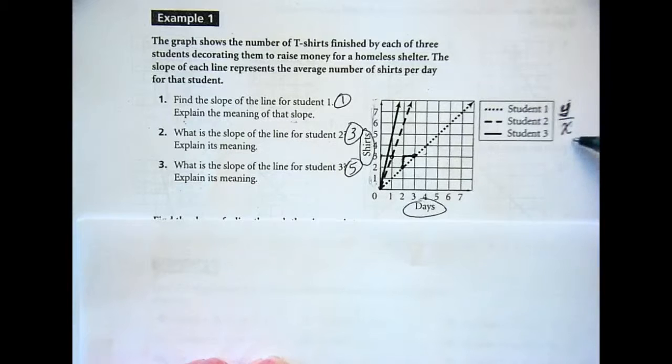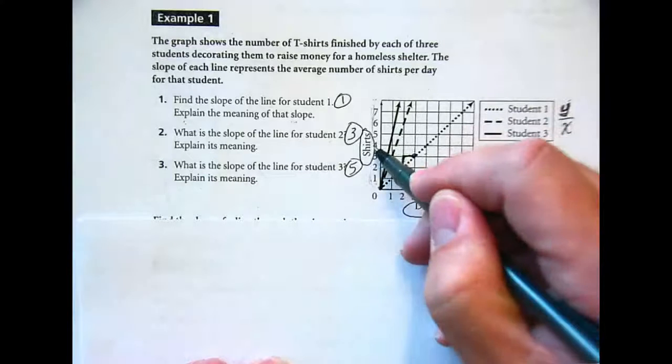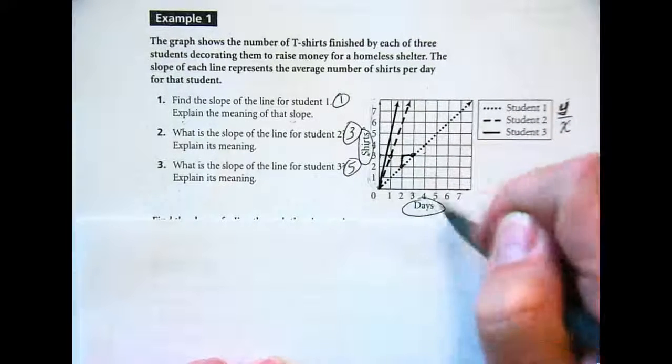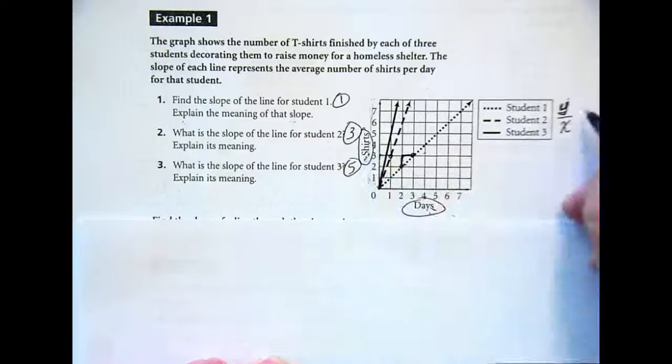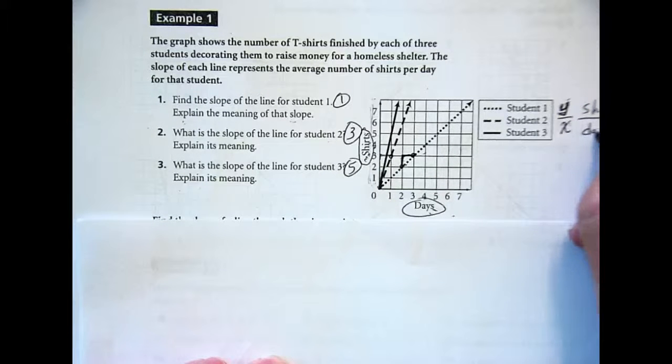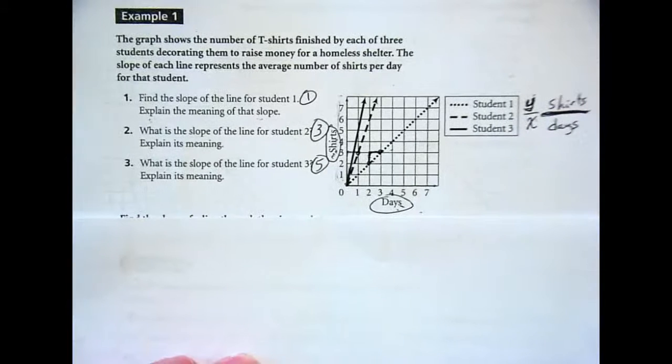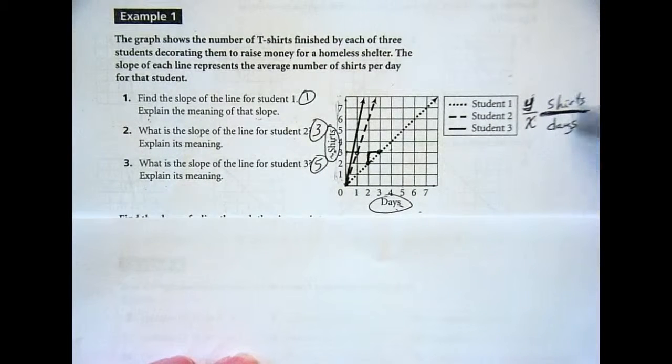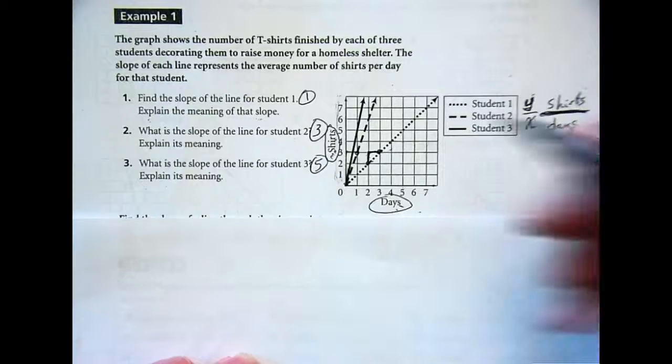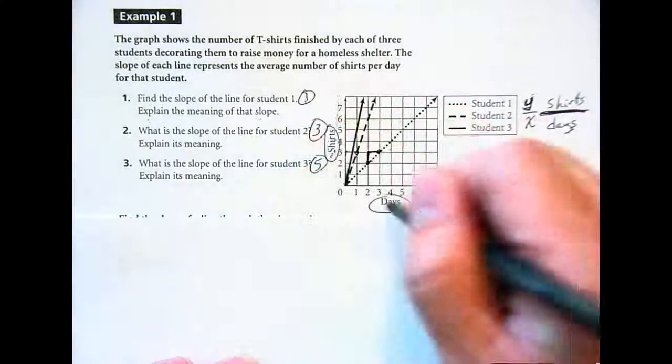Okay, Y over X. So when I say Y over X, I'm looking at labels over labels. Y over X. Shirts over days. Or shirts, this in math is called per. Shirts per day. Okay, now how many knew that you could do that with your labels? If you didn't know that, that's a key thing, especially when you're dealing with story problems. That's shirts per day. How many shirts? Well, that's my slope. 1 shirt per day.